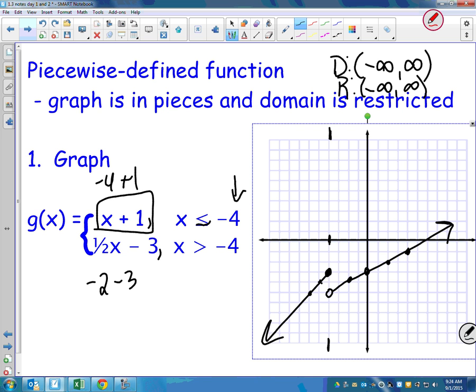Right? That's not a continuous graph, though, because you'd have to pick your pencil up, right? So that's kind of the definition of is it continuous or not. It's not, because there's a jump there. Yes or no?